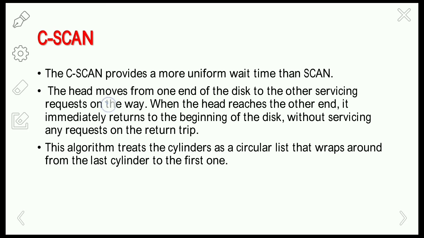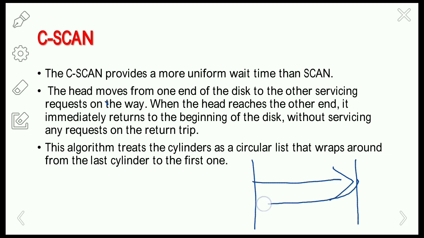So the head moves from one end of the disk to the other end of the disk, servicing the requests on the way. When the head reaches the other end, it will immediately return to the beginning of the disk, and it is not going to service any request in the return trip. Again it will start from one end of the disk to the other end, and it will service any new requests. So this is the circular scan algorithm.